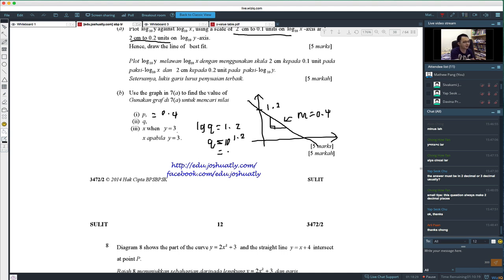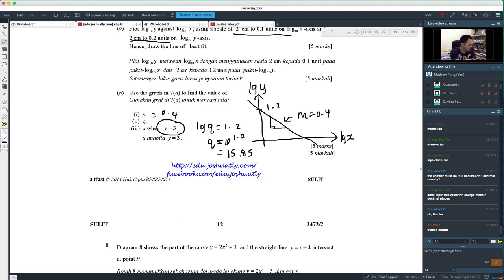Of course, if you draw the graph by yourself, it is not 1.2. 1.2 is just a random example. And the question asks you to find the x value when y equals 3. But y equals 3 is not going to help you because this graph is log y against log x. So what you can do over here is you have to log this value. So let's say I press log 3.